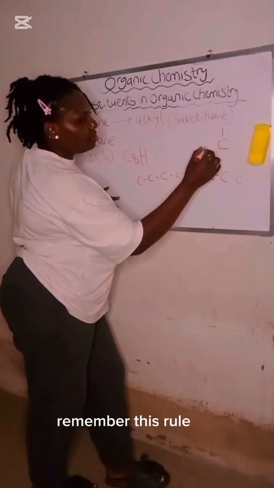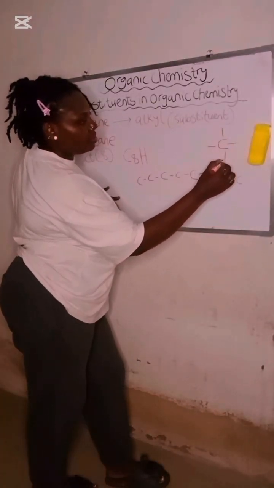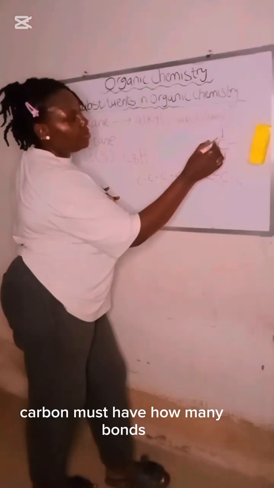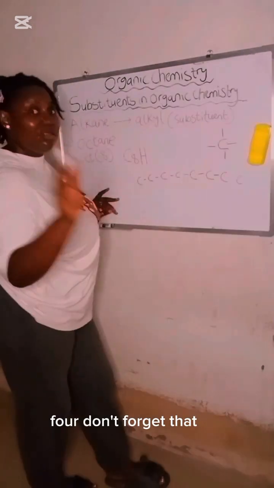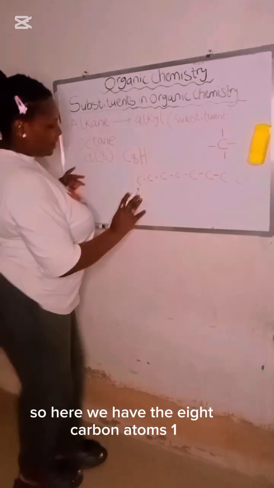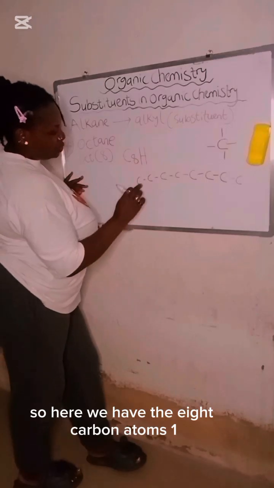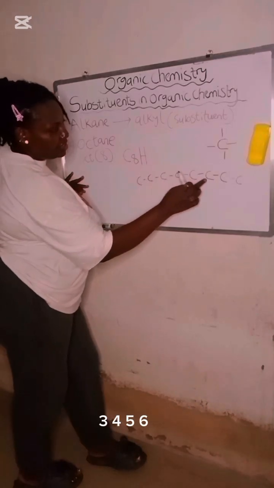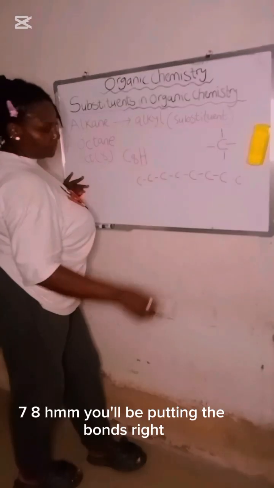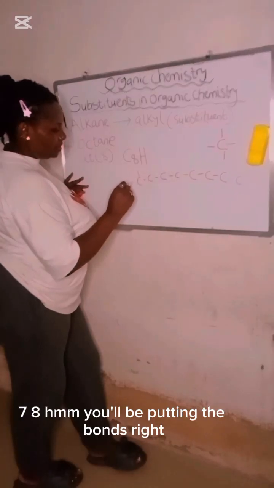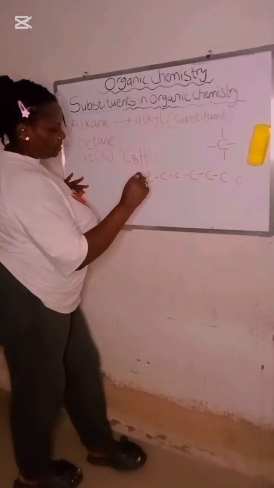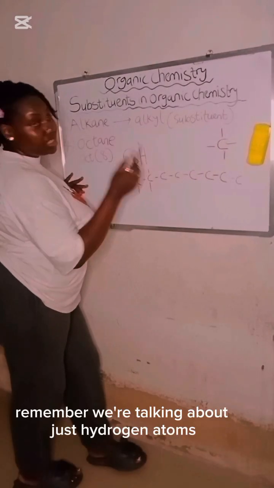I remember our rules. Remember this rule? Carbon must have how many bonds? 4. Don't forget that. So here we have the 8 carbon atoms, 1, 2, 3, 4, 5, 6, 7, 8. You'll be putting the bonds, right? Remember, we're talking about just hydrogen atoms.